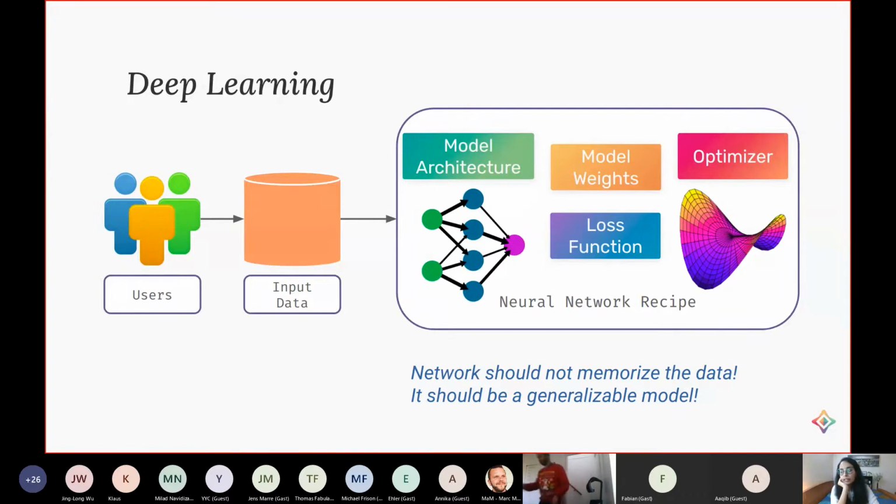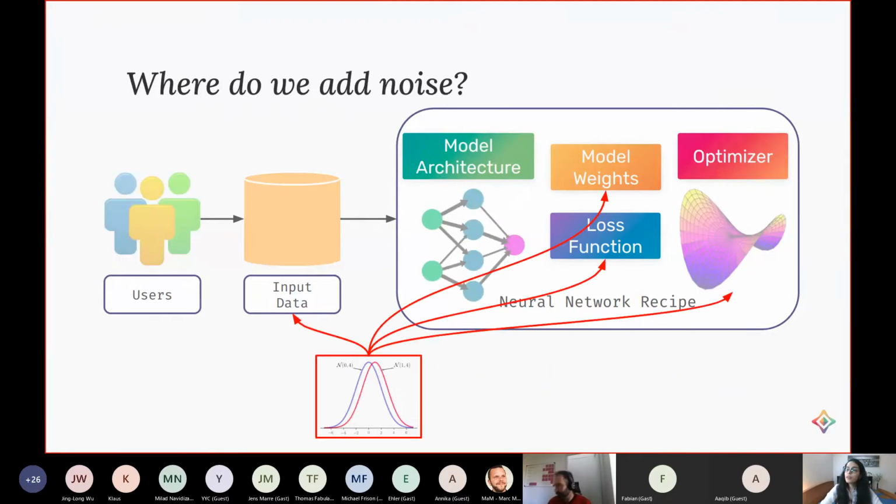The key thing in neural networks and deep learning is that we want a model that gets a high accuracy because it generalizes well on the data, not because it memorizes the data. That intuition matches with the intuition of differential privacy, where we want people to still get an idea of the bigger picture, but can't look at any single individual's contributions. So the key question is, where do we add noise in this entire process?